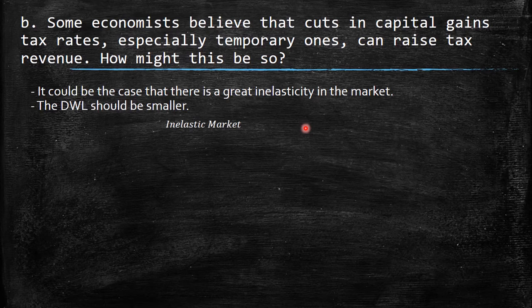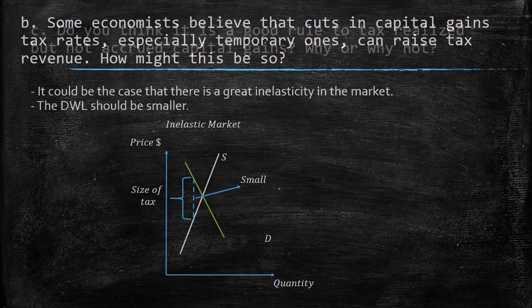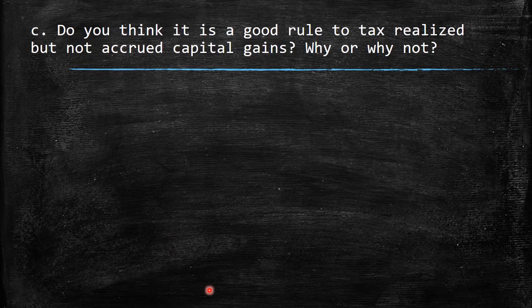And remember, in an inelastic market, when this is going to be the size of the tax, this triangle is going to be the deadweight loss. So it's the efficiency that's going to be lost. In this case, the quantities don't vary too much, so from this point to this point is not going to be a huge change. Due to this, we can conclude that it could be the case that it can raise the tax revenue. Then, do you think it is a good rule to tax realized but not accrued capital gains?